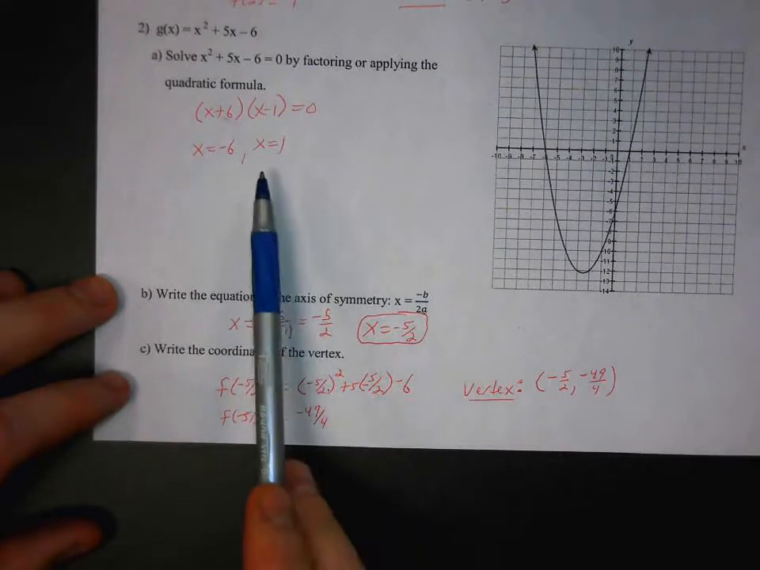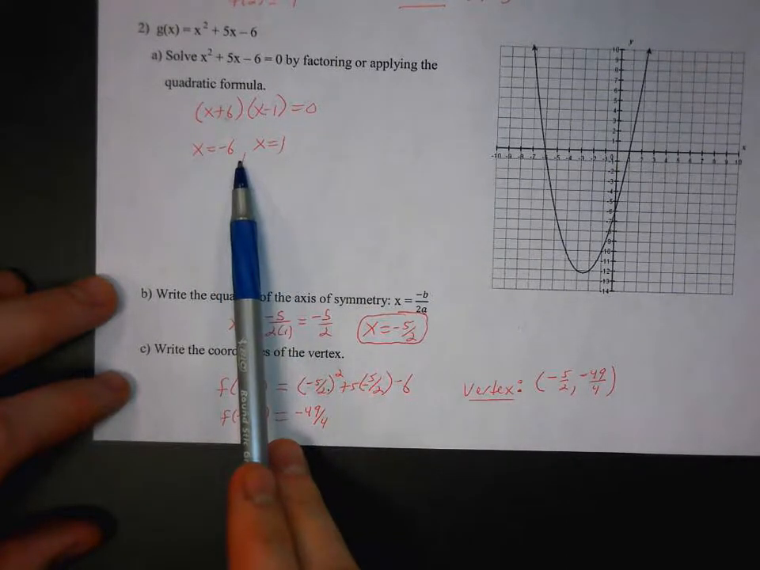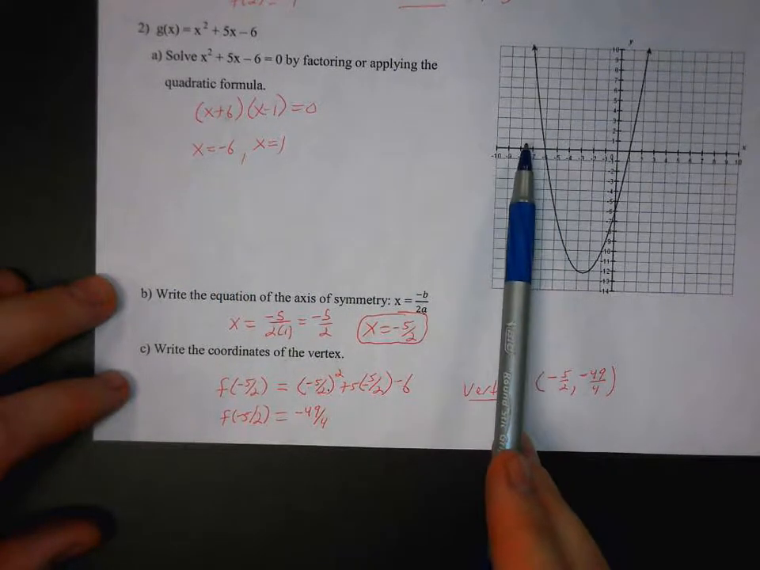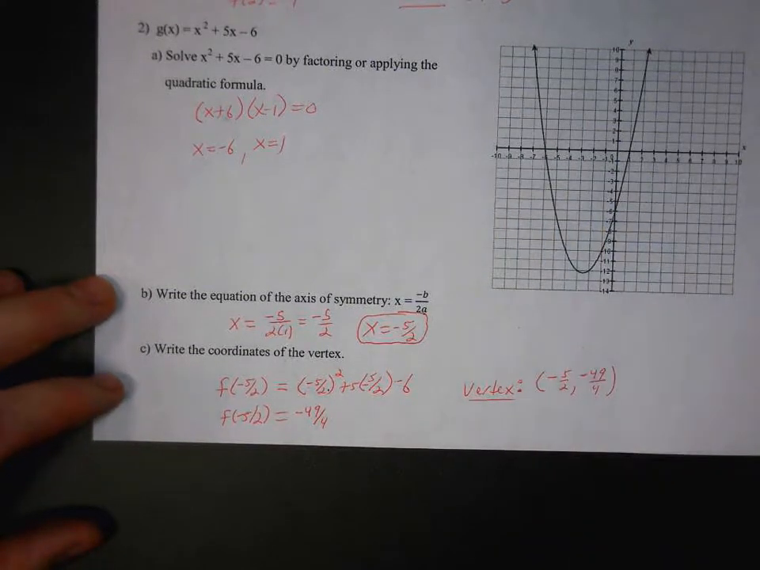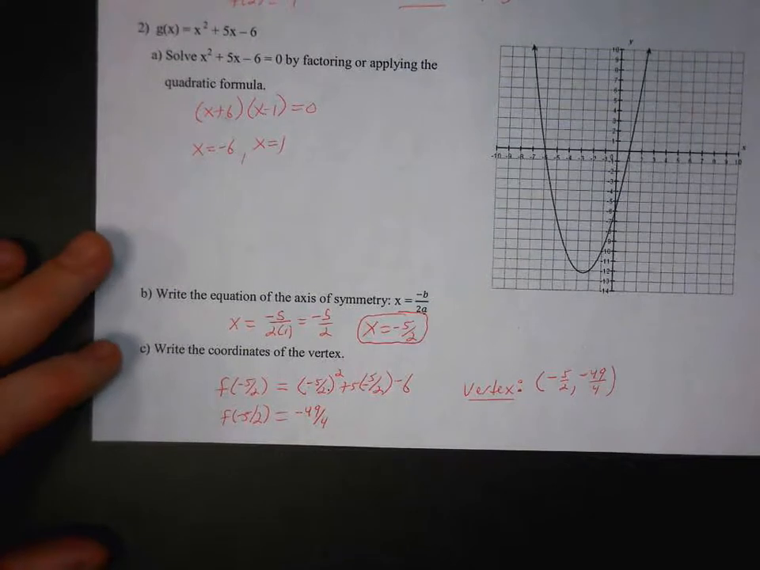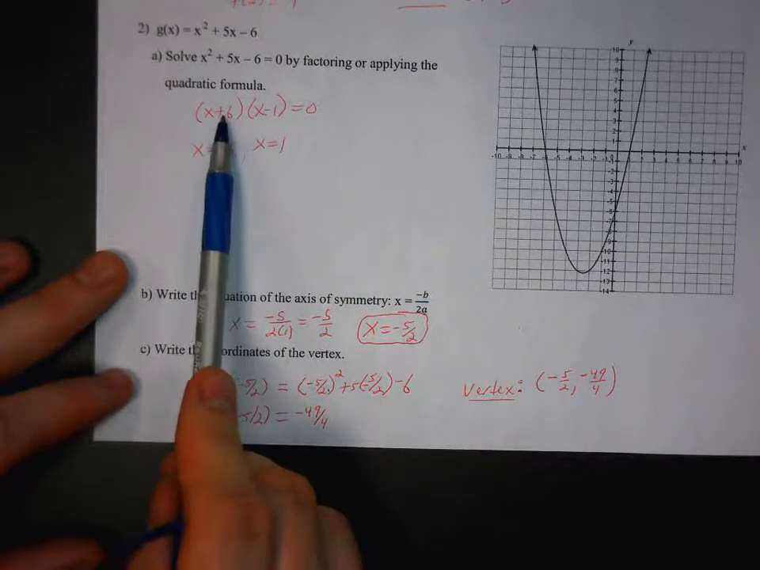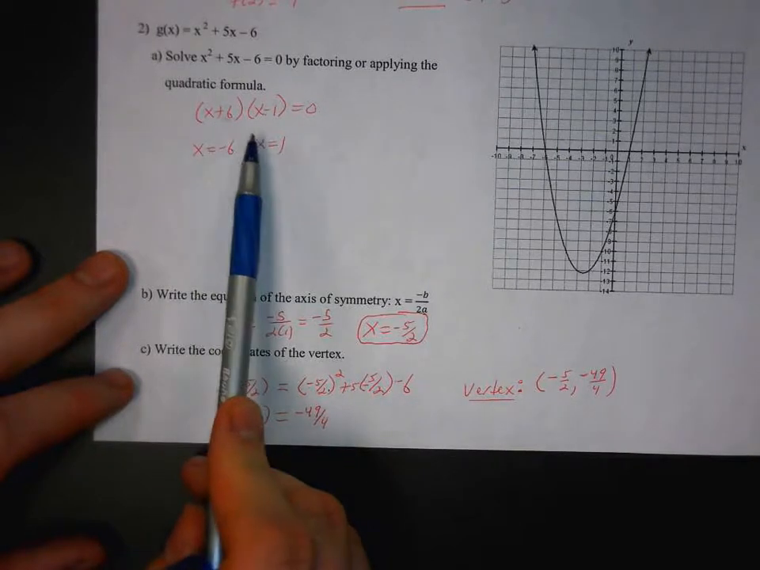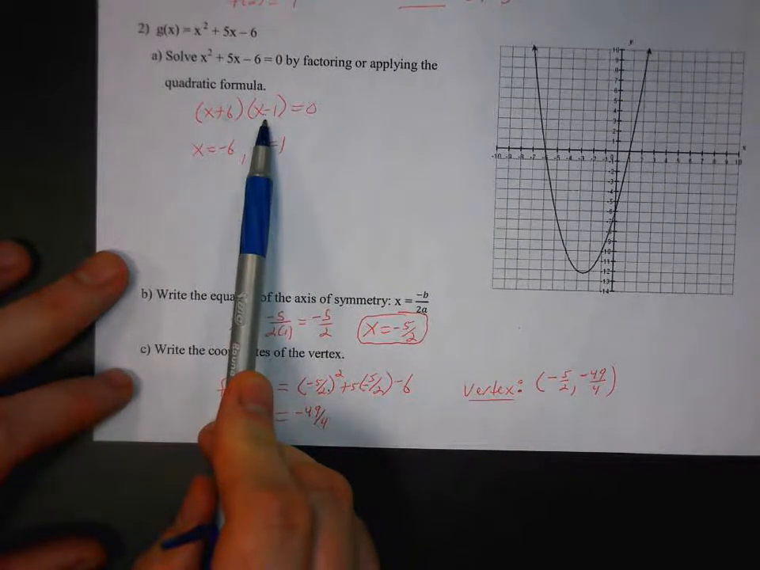Okay, and again, notice that negative 6 and positive 1, your solutions to that equation, are your x-intercepts, negative 6 and positive 1. Okay, that's a very big connection to make. So if we know that x equals negative 6 is a solution, then x plus 6 had to be a factor. If x equals 1 is a solution, then x minus 1 had to be a factor.